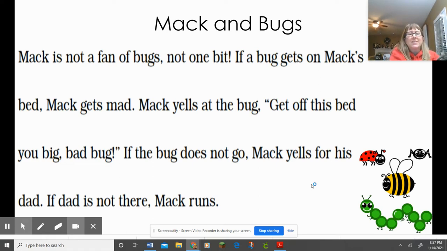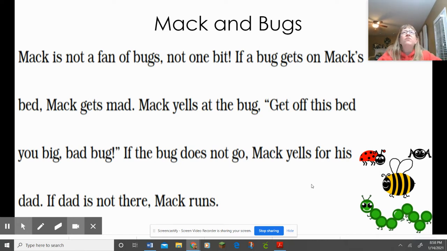Read the last sentence. When you're done reading the last sentence, give your teacher a thumbs up. The last sentence says, if dad is not there, Mac runs. Let's all read that. If dad is not there, Mac runs.